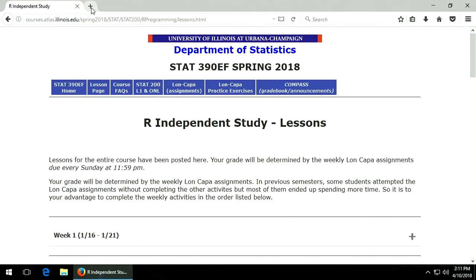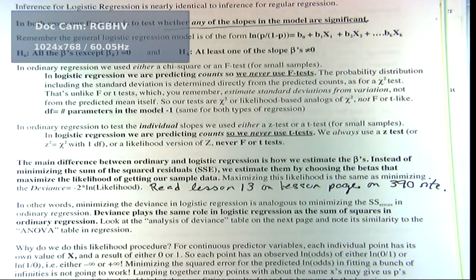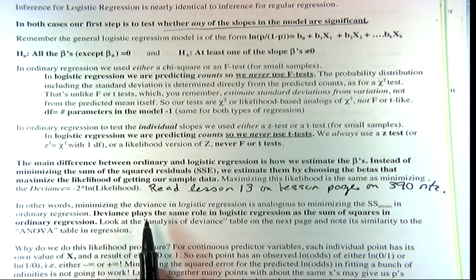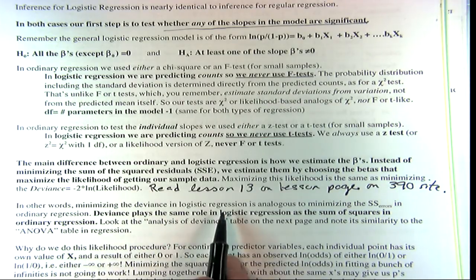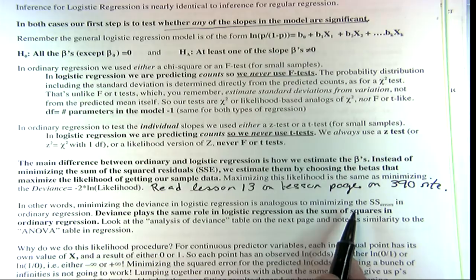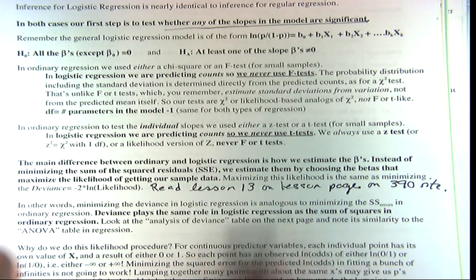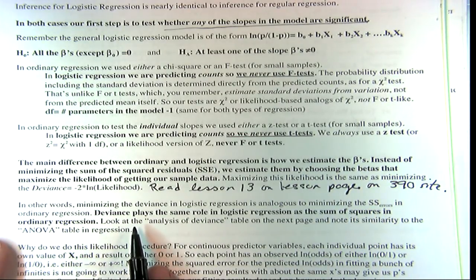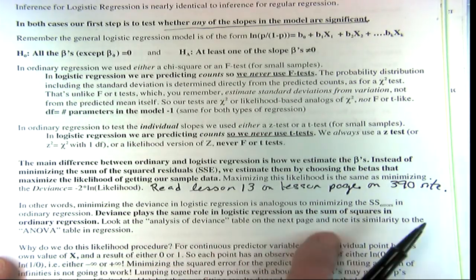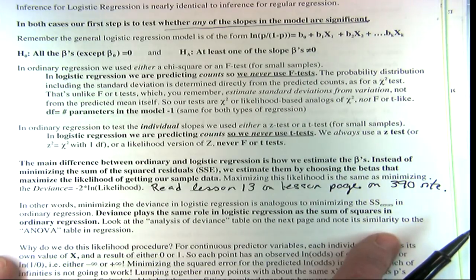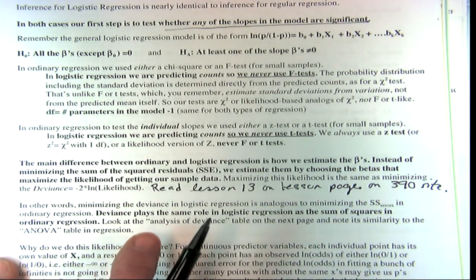All right. So now let's go back to the document camera here, and we're going to look at these. Minimizing the deviance in logistic regression is analogous to minimizing the sum of squared errors in ordinary regression. It plays the same role. And we're going to look at something called an analysis of deviance table, and look at its similarity to the ANOVA table. All right.